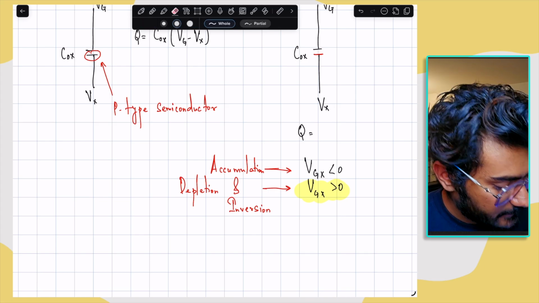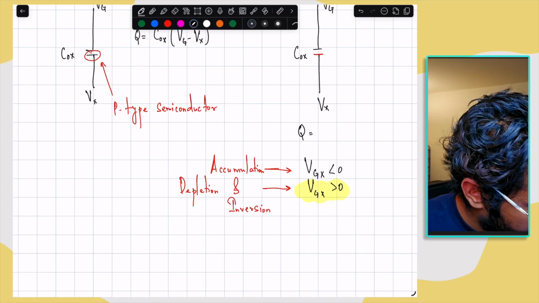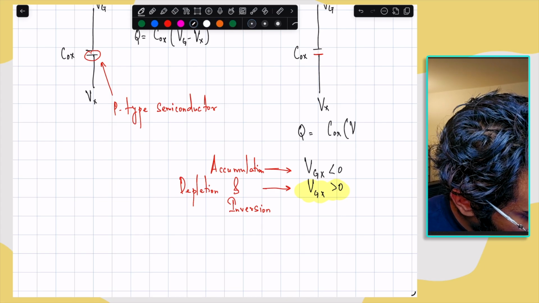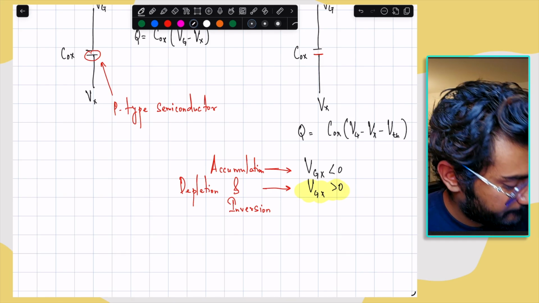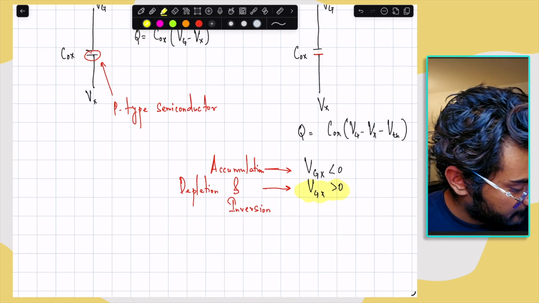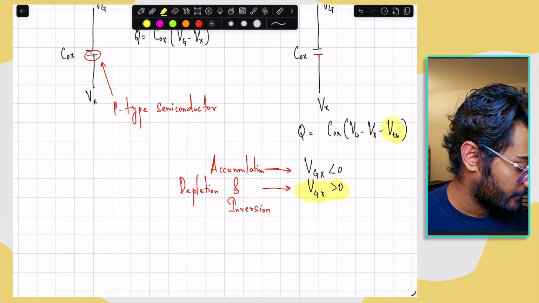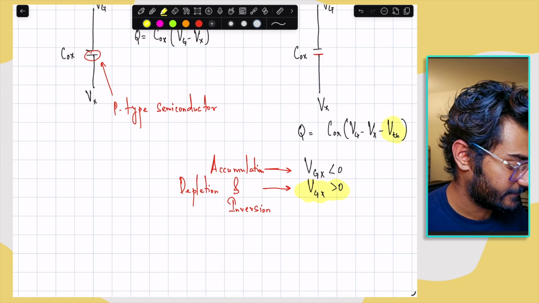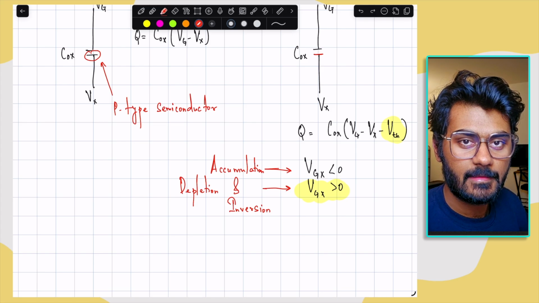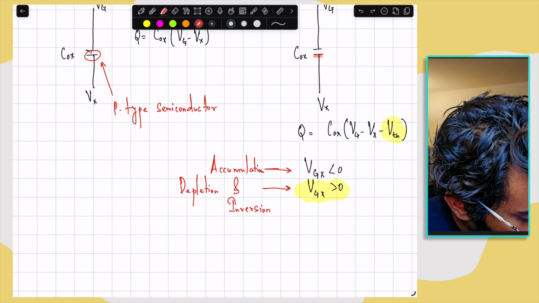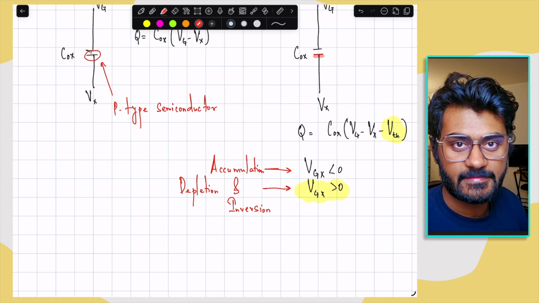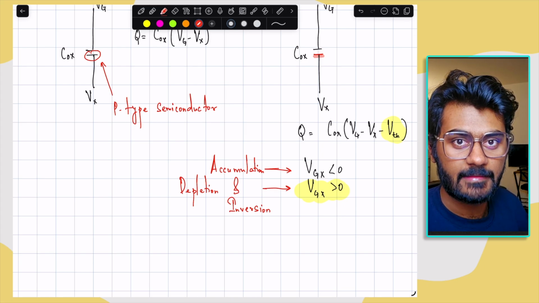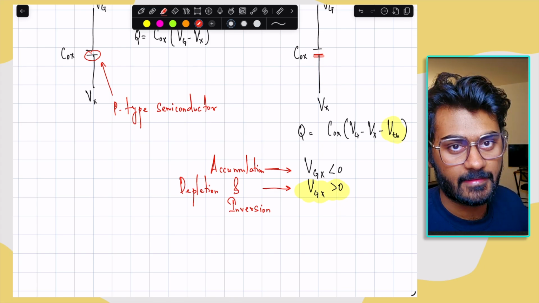So it turns out that the charge stored in this capacitor is given by Cox (Vg minus Vx minus Vth). So you have this additional term, Vth, which is the threshold voltage of this capacitor. What this means in simple terms is that the charge does not appear immediately at this bottom plate as it did in the case of a metal capacitor, because the semiconductor needs to be first depleted and then inverted for the charges to start appearing at this bottom plate.